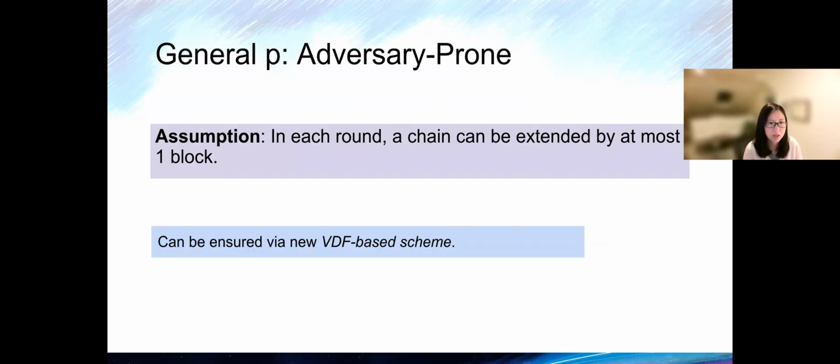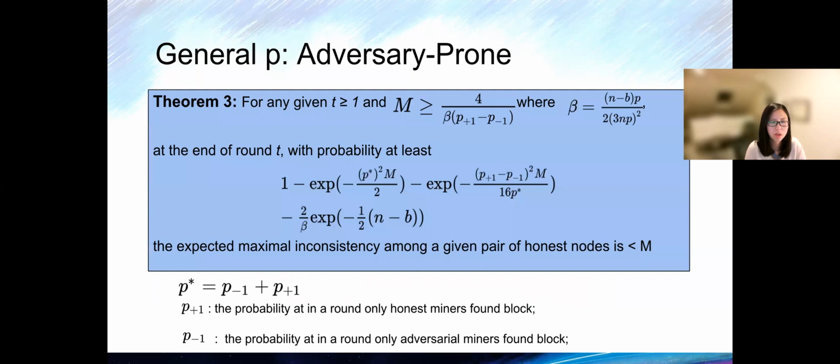Similarly, we can extend our results to the adversary-prone setting. Our theorem can cover a much wider range of P, but we do need the following assumption: in each round, a chain can be extended by at most one block. And we show that this can be ensured by a new VDF-based scheme.